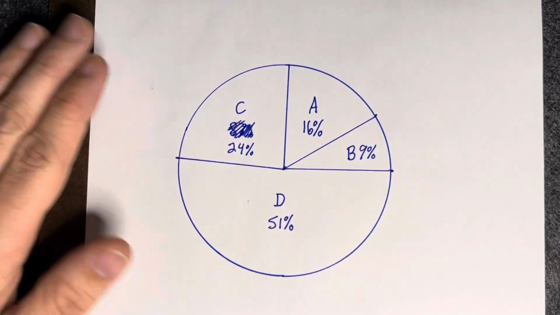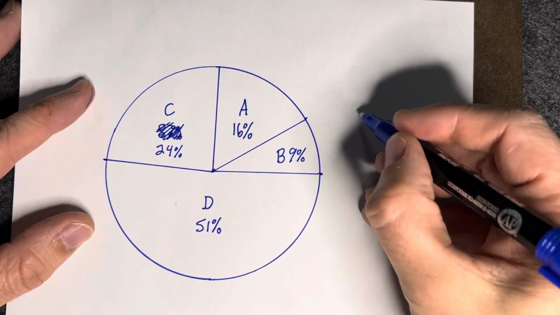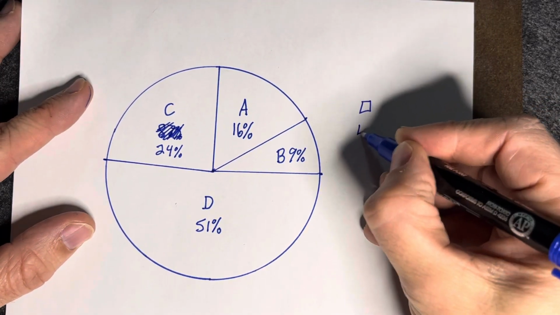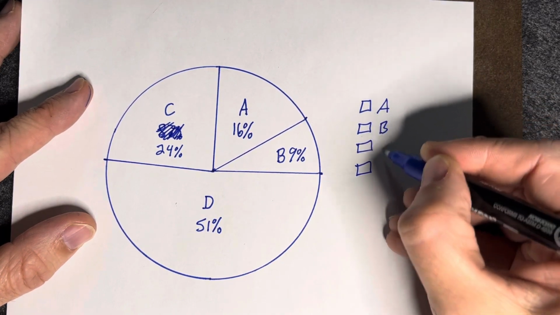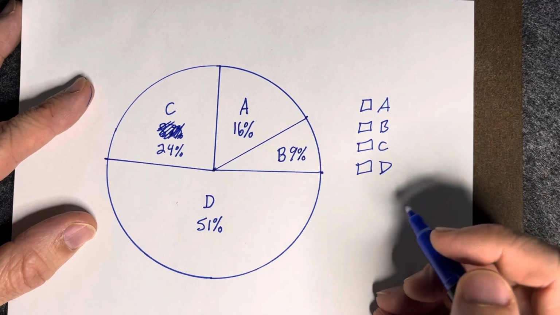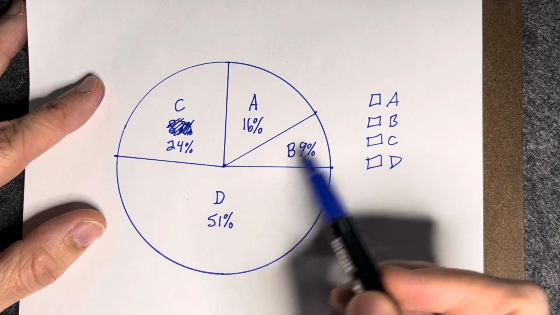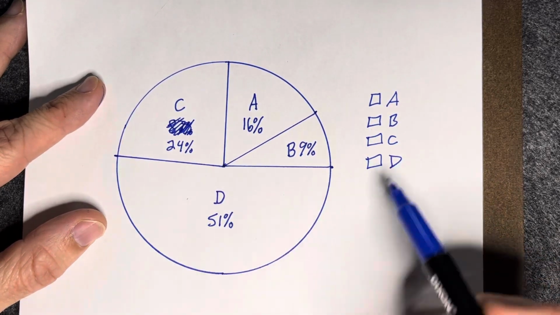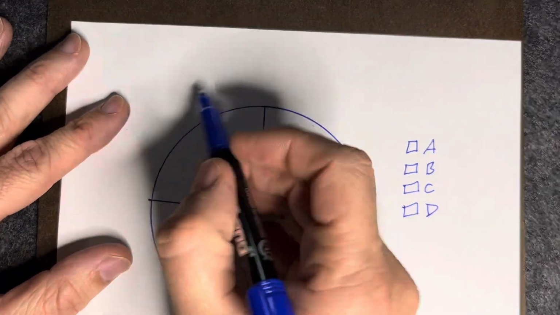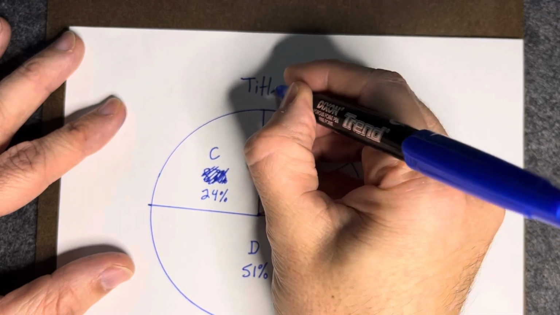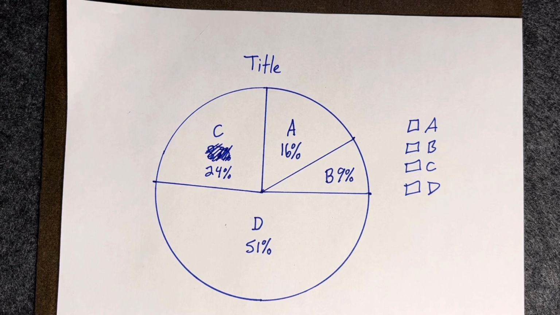Okay, and then you can either leave it like this, but it is always best to include a legend as well. And that's what I want to see on your work. Okay, so you have it labeled here, and then I want you to color A a color, B a different color, C a different color, D a different color, so that it's all on there. Nice and easy. Put a title as well. Don't use the word title, put an actual title. And that's how you do a circle graph.